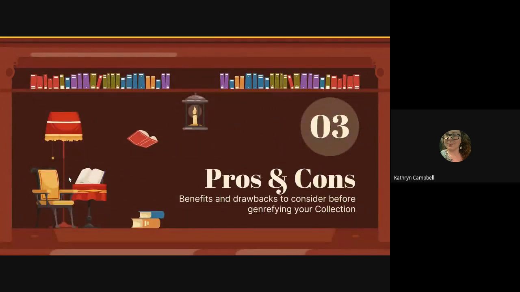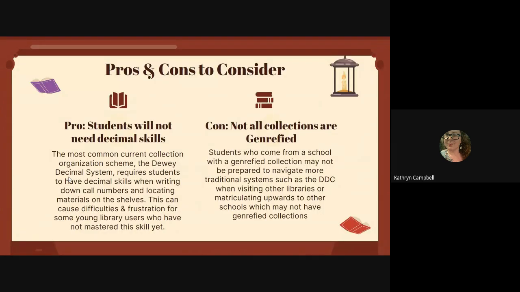Some pros and cons, or benefits and drawbacks, to consider before genreifying your collection. One major pro is that students will not need decimal skills. The most common current collection organization scheme, the Dewey Decimal System, requires students to have decimal skills when writing down call numbers and locating materials on shelves. This can cause difficulty and frustration, especially for those young school library users like elementary students who have not yet mastered the skill of decimals.